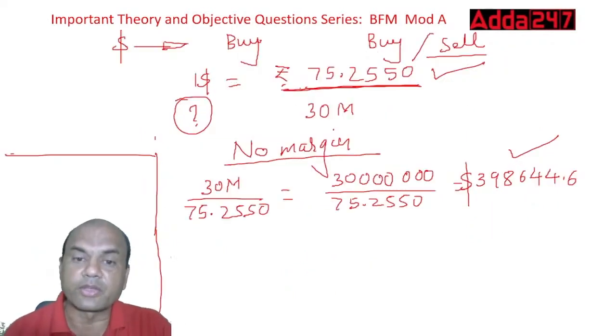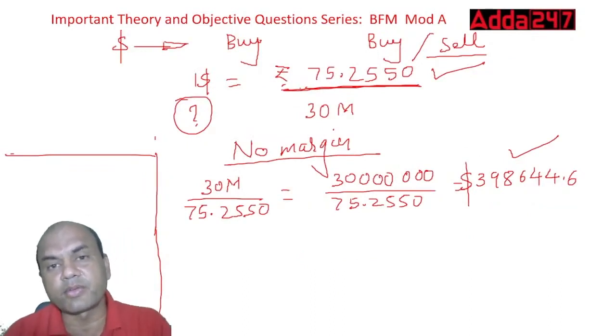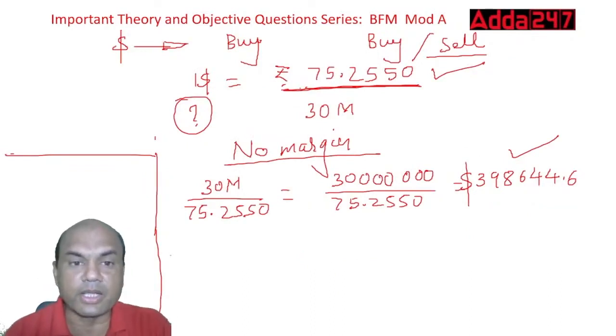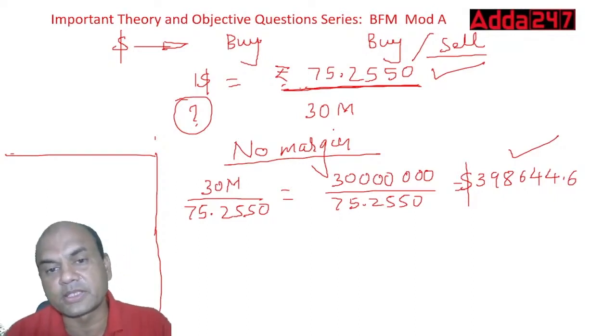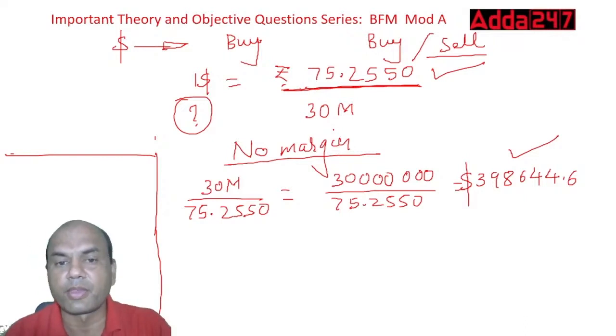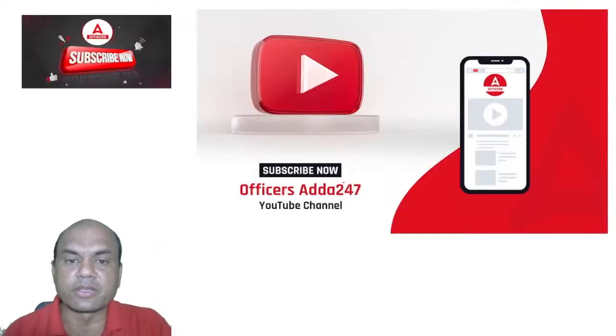So is this numerical clear to everyone? Is this numerical concept and the logic plus the calculations clear to everyone? Type yes in the comment section. Okay, I will move to the next one.